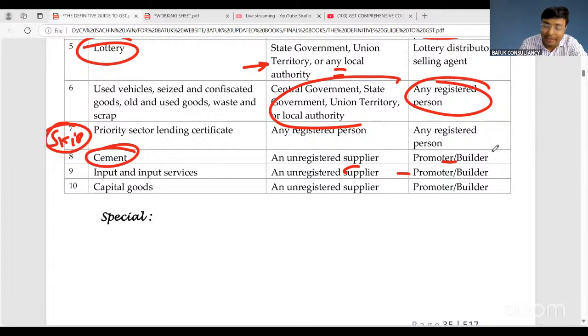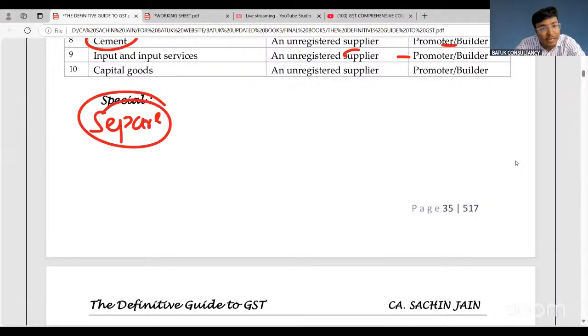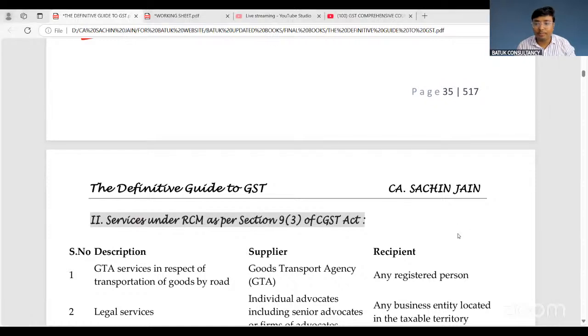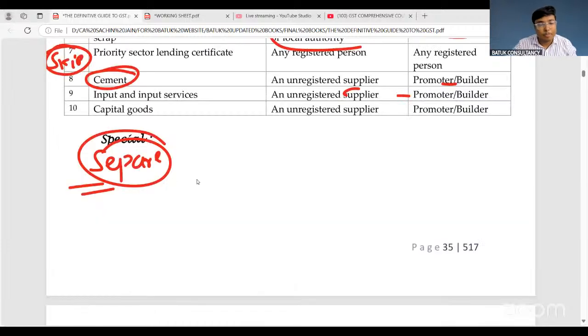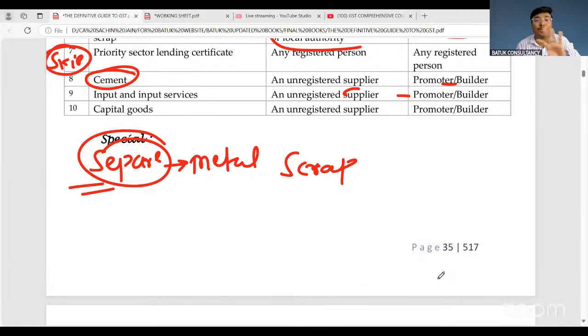Yes, sir. Metal scrap related concept, the reverse charge mechanism, unregistered, registered person. We have one separate chart for that on Monday. We'll discuss that point first, and after that we'll start our discussion on the services. So metal scrap we'll discuss separately. Although in the book which you have received, the metal scrap point is already there, I just want to share certain scenarios with you through a PDF file.